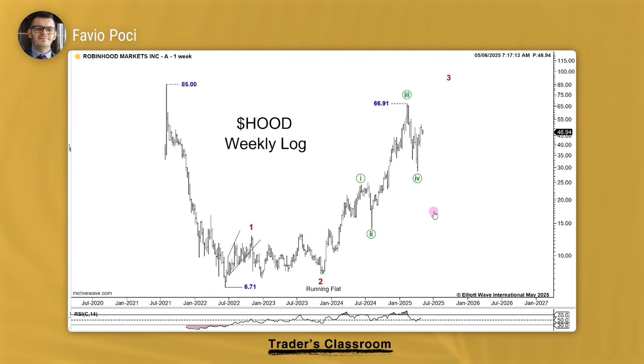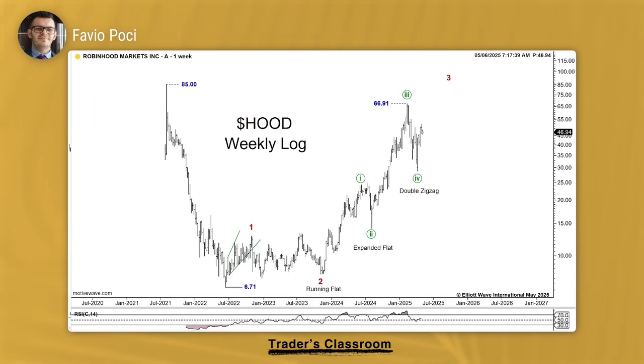So I'm going to get rid of this base channel here. Running flat, let's just put the names of the corrections here in wave 2 at lower degree, expanded flat. And then we've got a double zigzag for wave 4. Double or simple, it looks like a double at quick glance here.